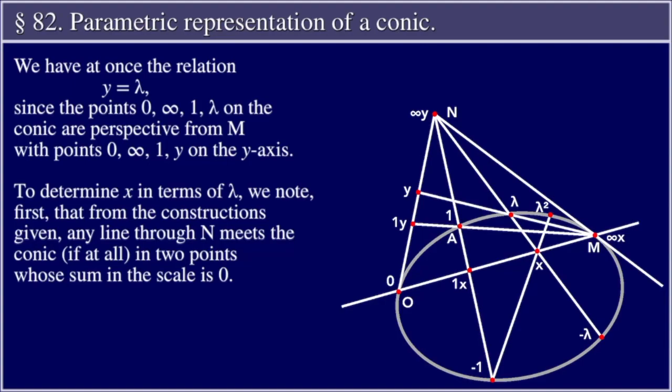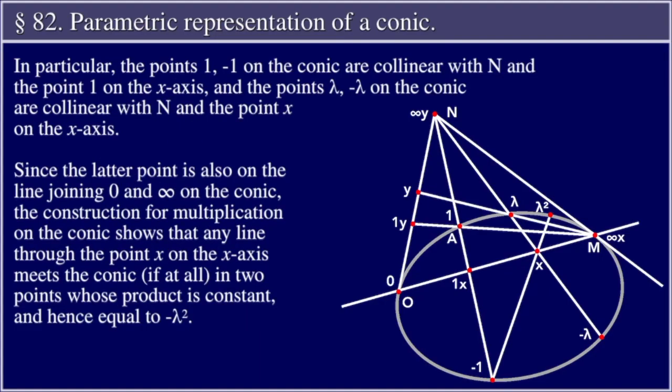To determine x in terms of lambda, we note first that from the constructions given, any line through N meets the conic, if at all, in two points whose sum in the scale is 0. In particular, the points 1, -1 on the conic are collinear with N and the point 1 on the x-axis, and the points lambda, negative lambda on the conic are collinear with N and the point x on the x-axis.